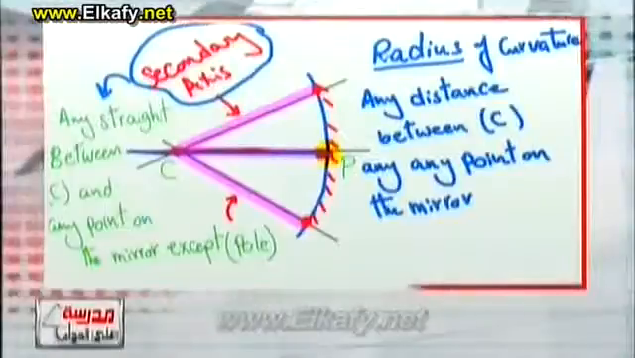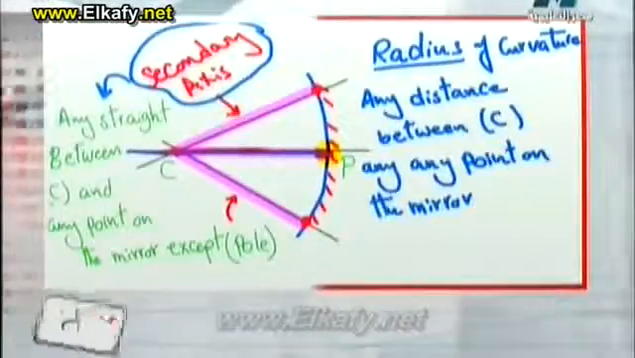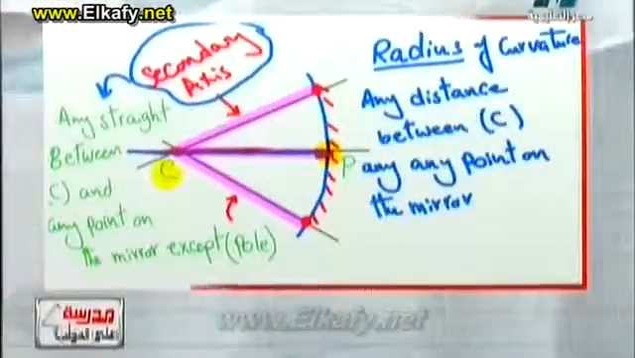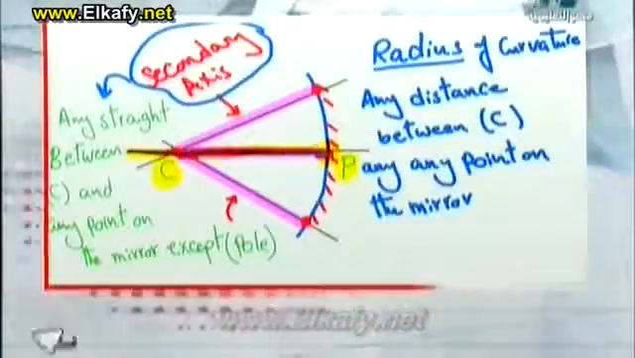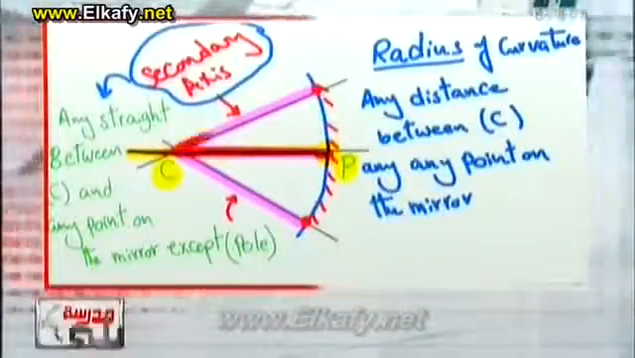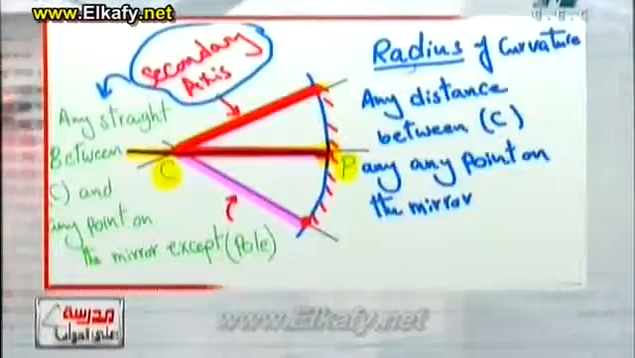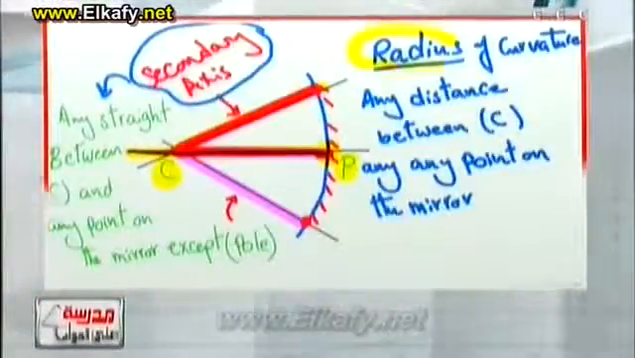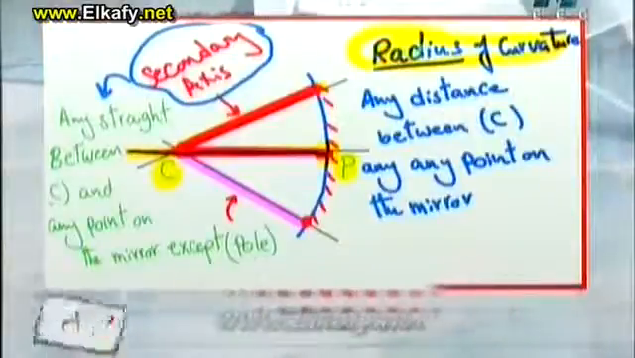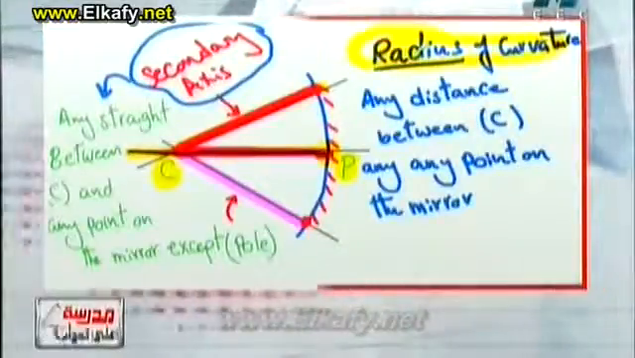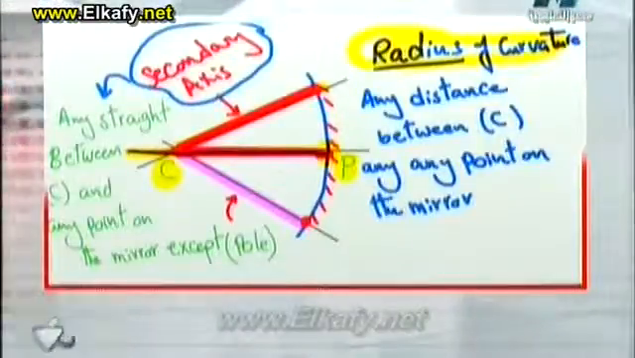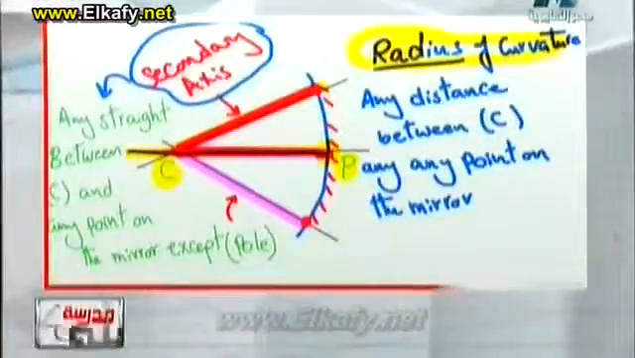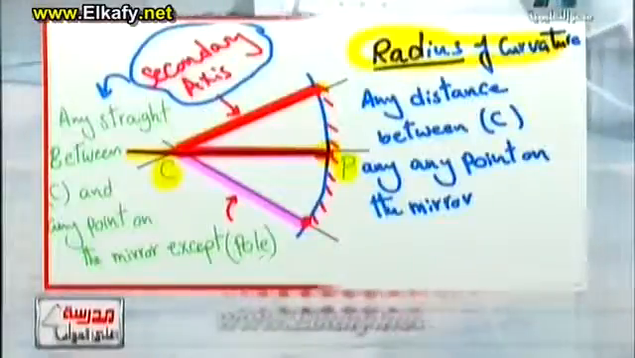So now, dear students, we know what is meant by number 1, center of curvature. Number 2, pole of the mirror. Number 3, principal axis. Number 4, secondary axis. Number 5, radius of curvature. So from these points, we can also mention what is meant by focus of the mirror.